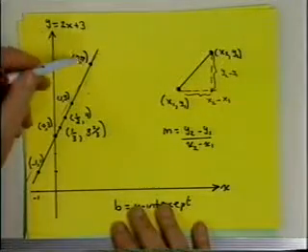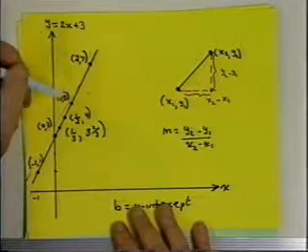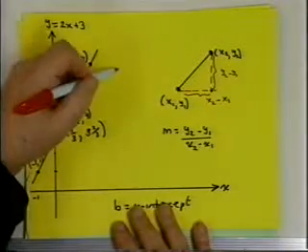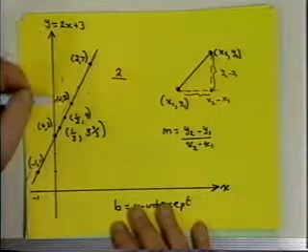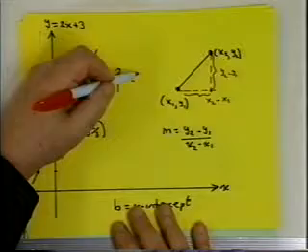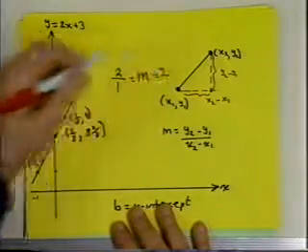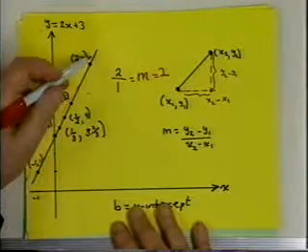Okay, here's the point 2, 7, 1, 5. In going from this point to this point, in going from 5 to 7, the change in y is 2. In going from 1 to 2, the change in x is 1. So 2 over 1 equals 2, and that's the slope. And what that means is what? For every 1 unit to the right you go, the line goes up by 2.